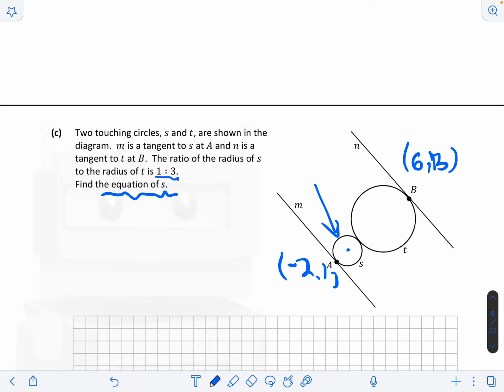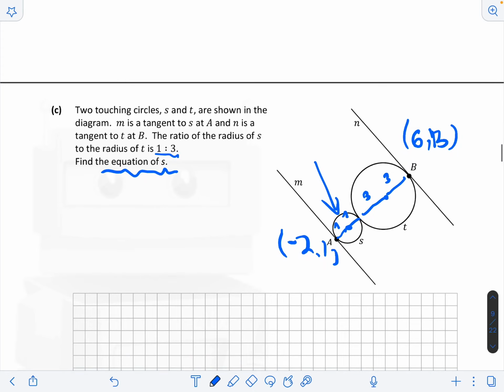So I'm just going to draw this, and just to explain here something about the ratios. If they tell me that the ratio is 1 to 3, these are 1 to 3 units. So if this radius is 3 units, this radius is also 3 units, and this radius is 1. Now I want to use the formula from the logbook to find the point here, the center of the circle, in order to be able to find the equation of the circle.